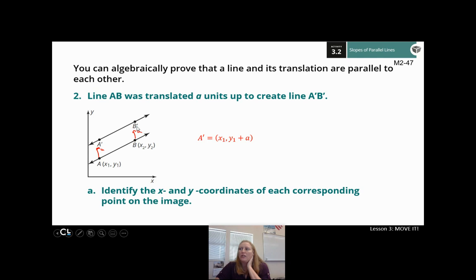So fine, the coordinates for B prime are x2, which didn't change. And then for our y2, we're just going to add A onto our y coordinate. It looks funky only because we are using variables instead of actual numeric values, but trust me, this is going somewhere. Stick with me.